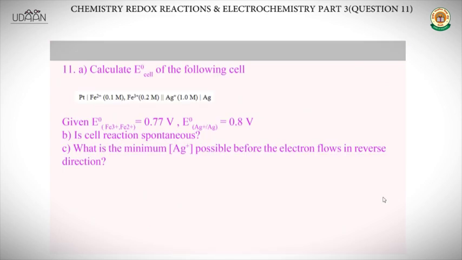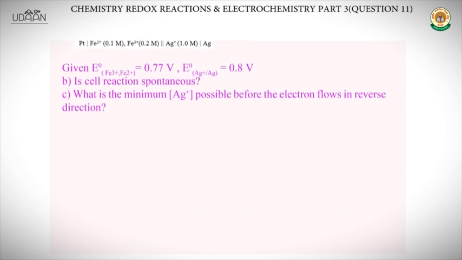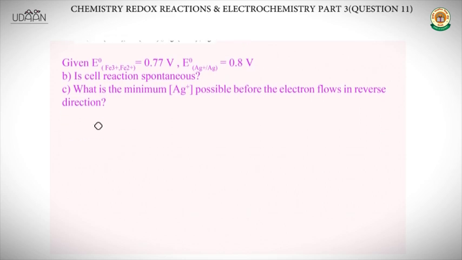Now we move on to the second part of question 11, in which we have to find out whether the cell reaction is spontaneous or not. Tushar will take us through this question. To check the spontaneity of the reaction, we need to calculate the sign of delta G. So delta G is equal to minus nFE.